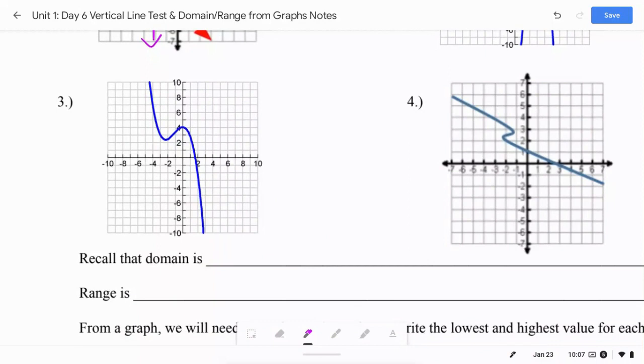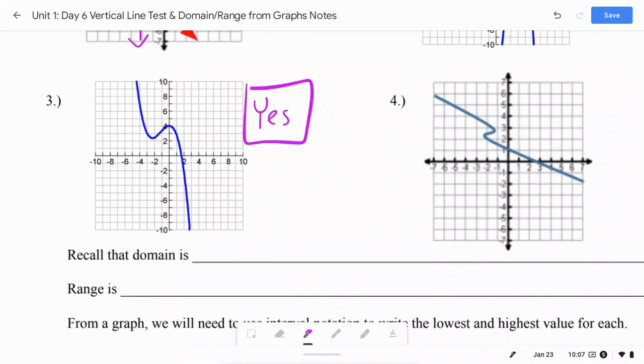In example 3, again, no matter where I draw that vertical line, it's only going to intersect the graph one time. So this one passes the vertical line test, and example 3 would be considered a function.